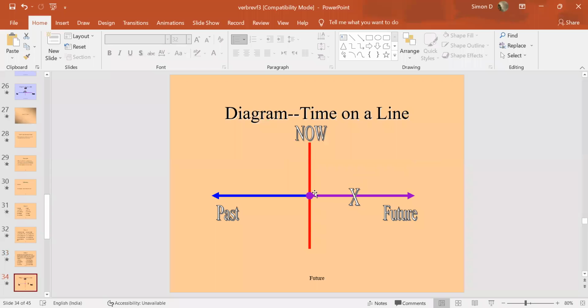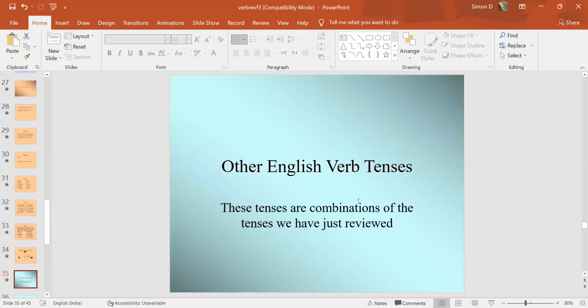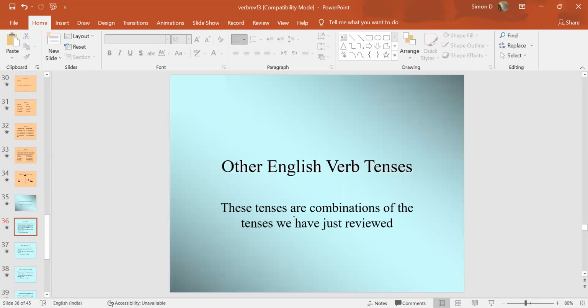Okay, future is very simple. It's something that occurs in the future. This is like the present time that we are in. This occurs in the future. That's why there's an X mark over here. Now let us look at the other ones, the combination of tenses. We already looked at simple present, present progressive, and past tense and future tense, simple past and simple future.